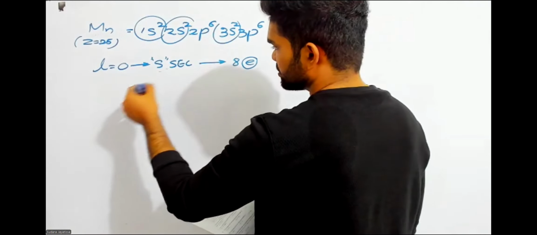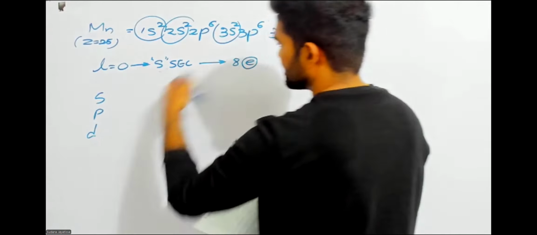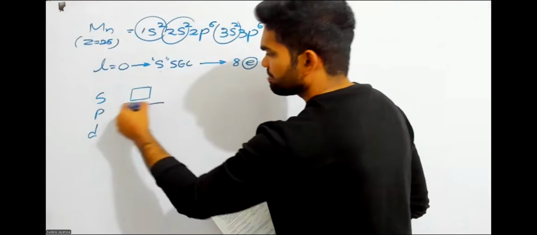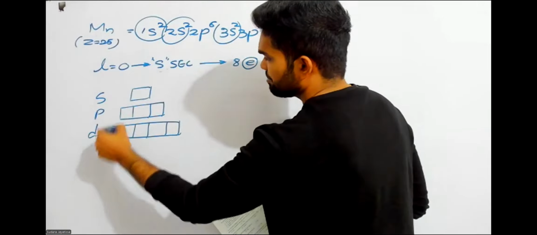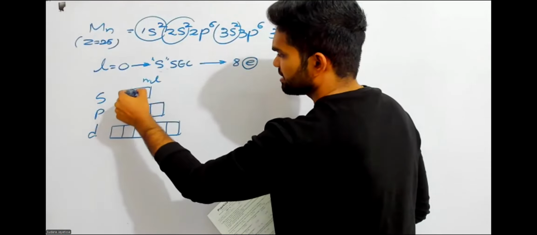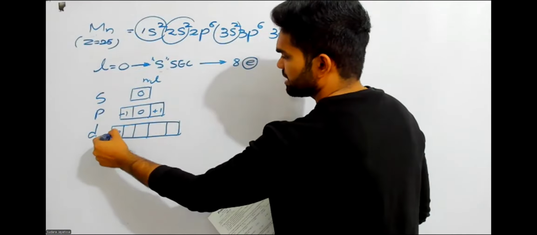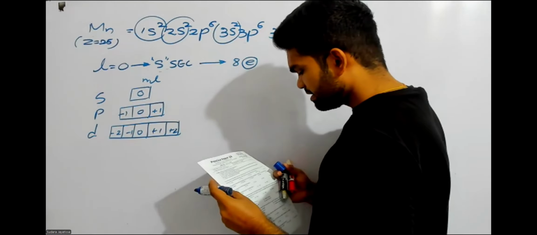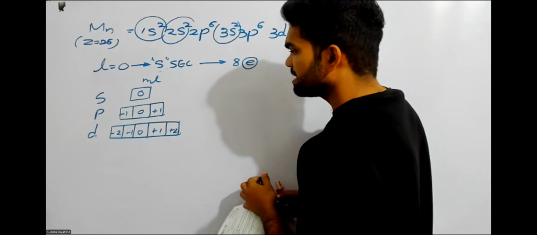And then Ml plus 1. Ml refers to the orbitals. For the S sub-energy level you have only 1 orbital, for the P sub-energy level you have 3 orbitals, and for D you have 5. The Ml values for these orbitals are 0 for the single orbital, then -1, 0, +1, and then -2, -1, 0, +1, and +2. So Ml plus 1 you can find in the P and D sub-energy levels. Those have such orbitals, right?